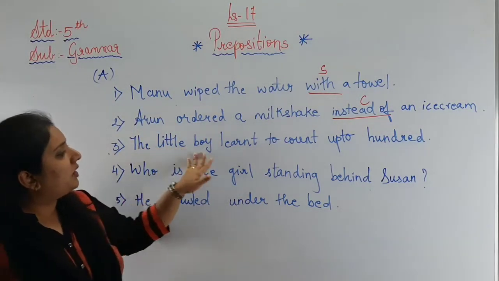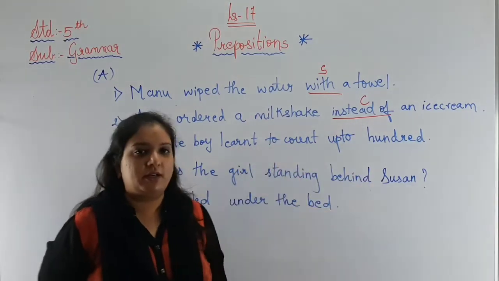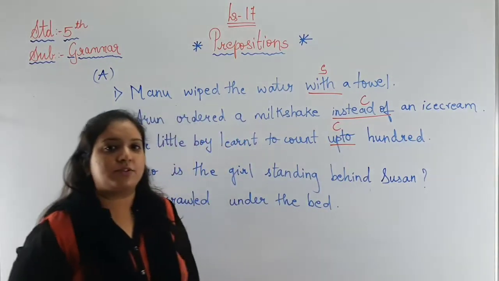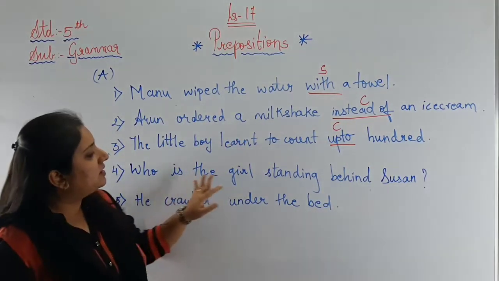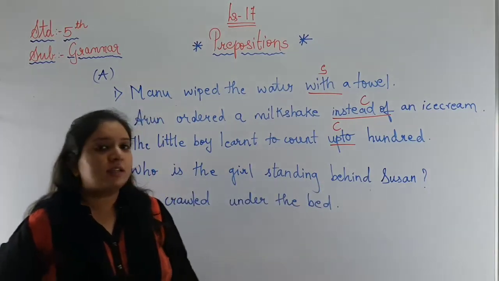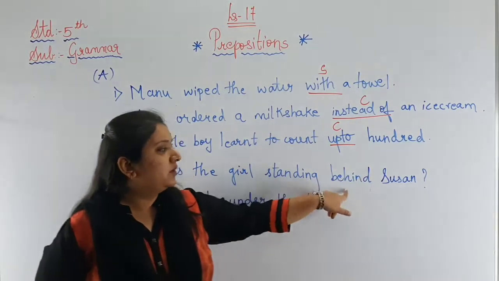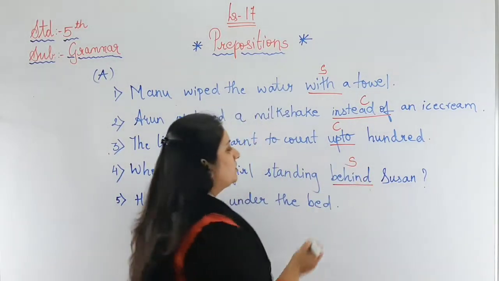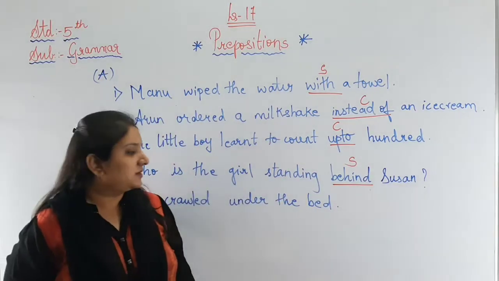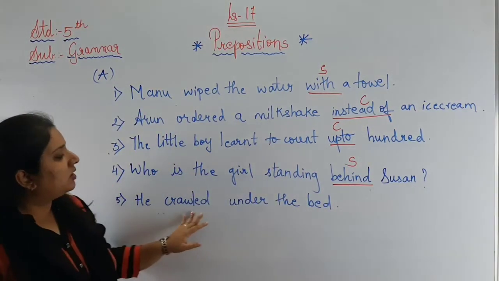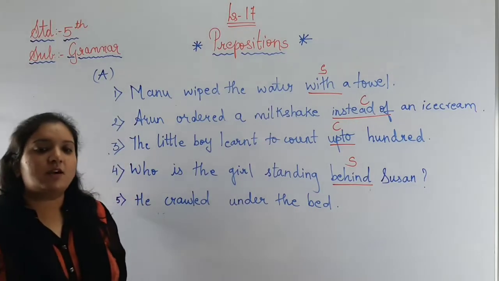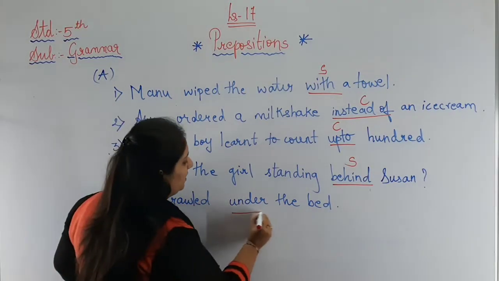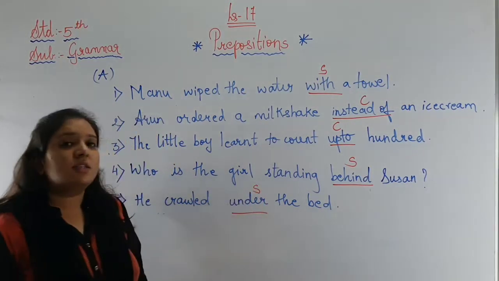Next: the little boy learnt to count up to 100. Now here, up to, again two words, so this is a complex preposition. Next: who is the girl standing behind Susan? Here the noun is Susan. So before the noun what is it? It's a preposition. Behind is a one-word preposition, so it is called a simple preposition. And the last one: he crawled under the bed. Here bed is a noun. Before that there is a preposition, and here the preposition is under. It is a one-word preposition, so we will say it is a simple preposition.